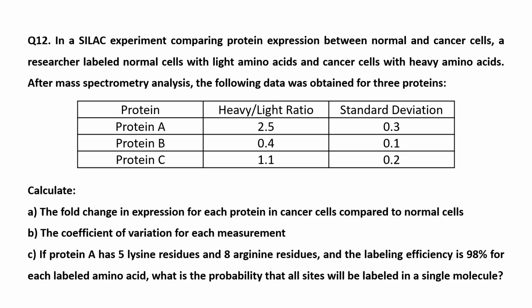So the first one, the fold change in expression for each protein in cancer cells compared to normal cells: protein A is a 2.5 fold increase. Protein B is 0.4 fold expression in cancer cells, or you can say a 2.5 fold decrease. And protein C is a 1.1 fold increase.